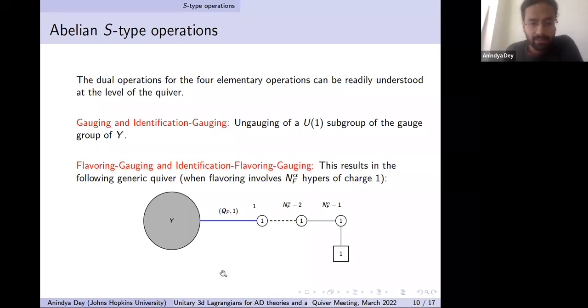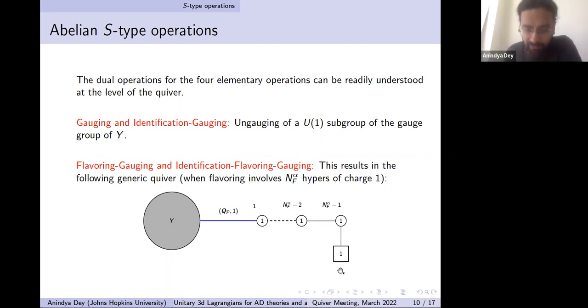These result in the following quiver, which I'll describe. So the quiver, the resultant. So remember, this is Y prime. Okay. So it has 2 subquivers. It has a quiver Y and a chain of U1s.